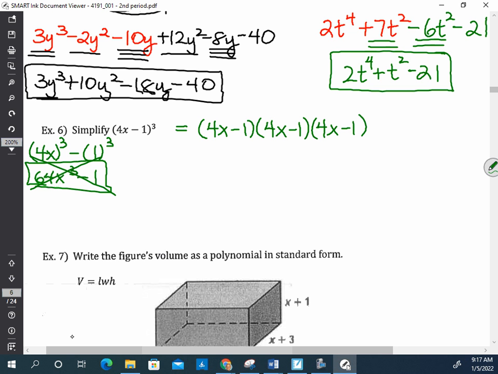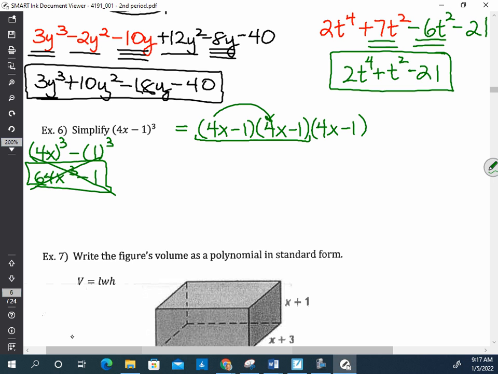So write the problem 3 times first. And then we solve it out. My advice, it is always easier to work with things 2 at a time. So we're going to do the first 2. Leave this one alone for a second. We're going to take the first 2 and multiply it out.